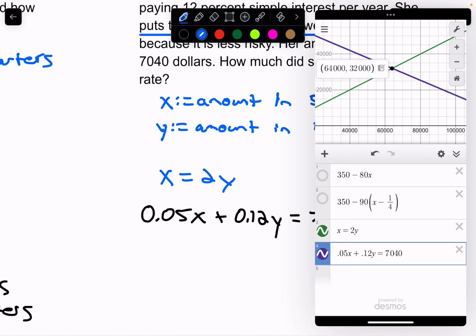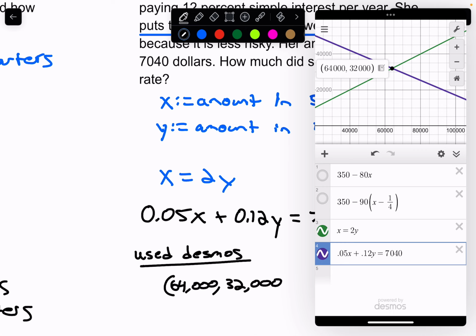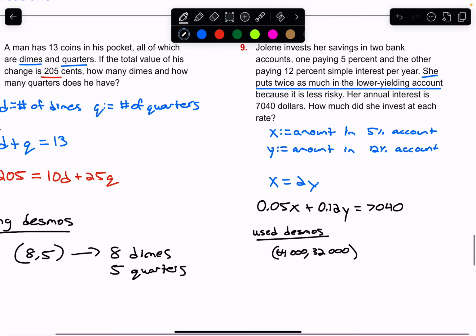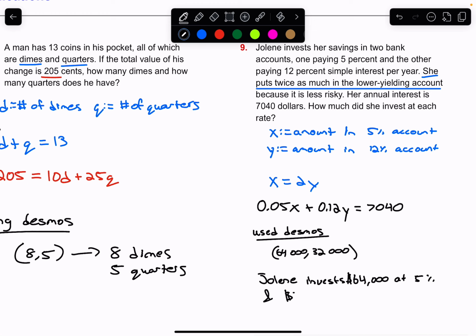So over here on my notes, I'm just going to say used Desmos, and we get the point 64,000, 32,000. Probably shouldn't use commas there. Okay, 64,000, 32,000. And if we say what this actually represents, this means that Jolene, great name by the way, Jolene invests $64,000 at 5% and $32,000 at 12%.